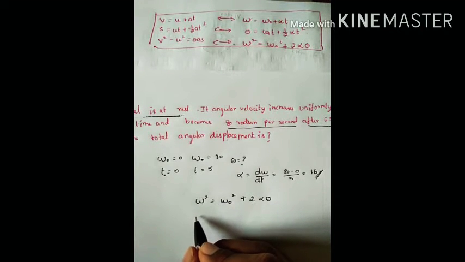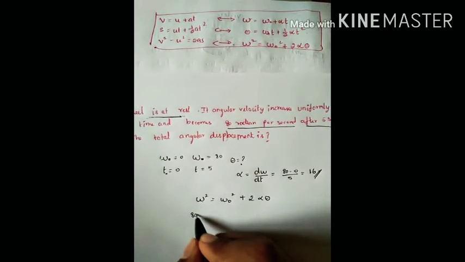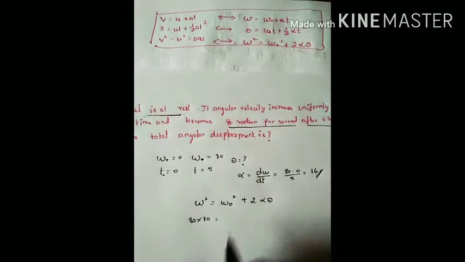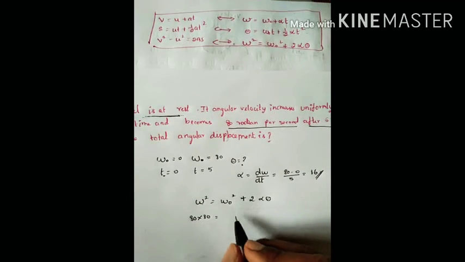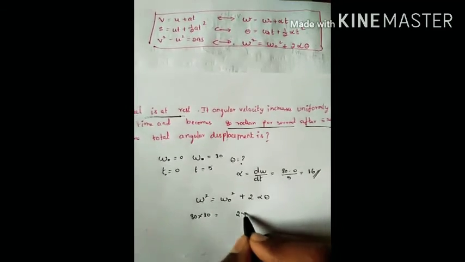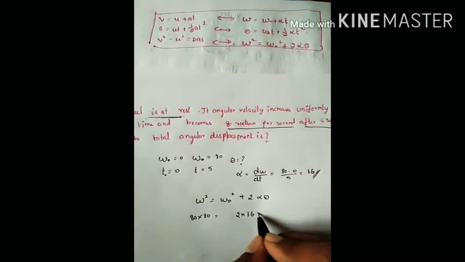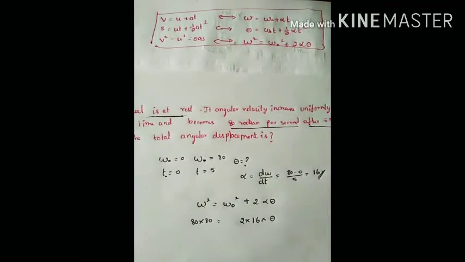The final is 80 squared. The initial is 0, so the entire term becomes 0. Then here, 2 into alpha, which is 16, and theta is the unknown value. Let's keep it as such and finally solve this.